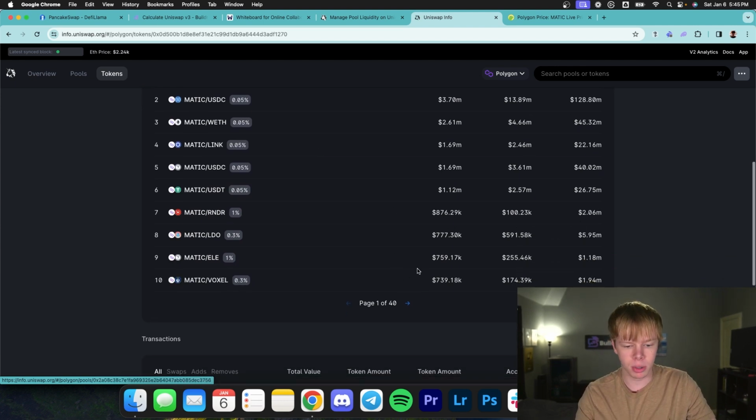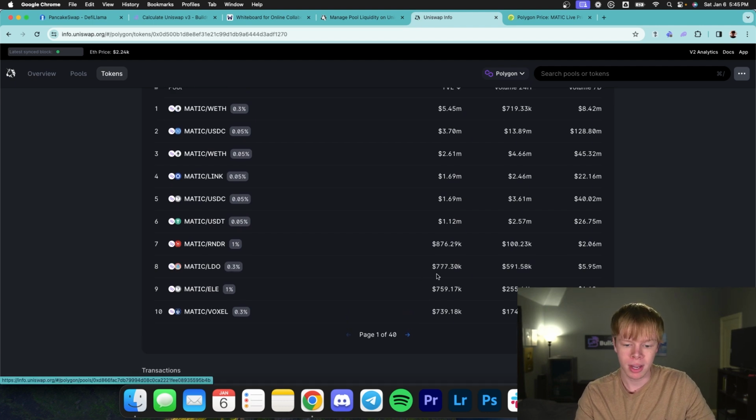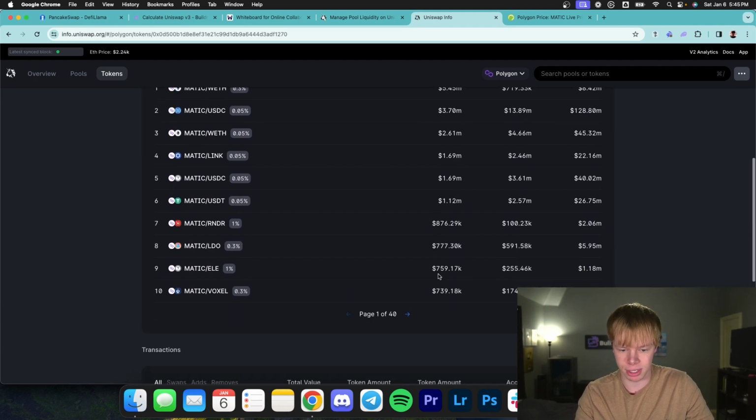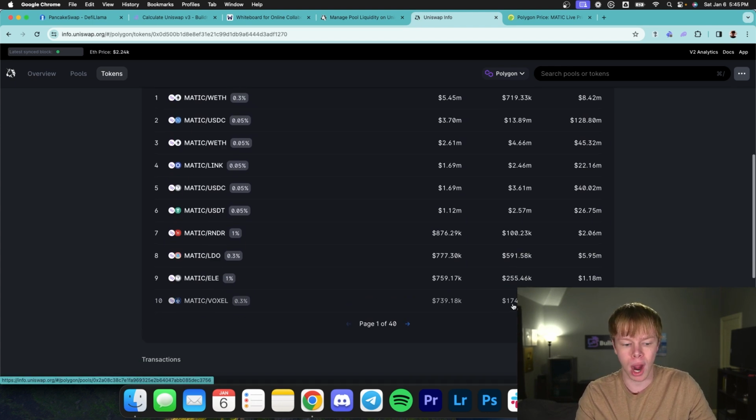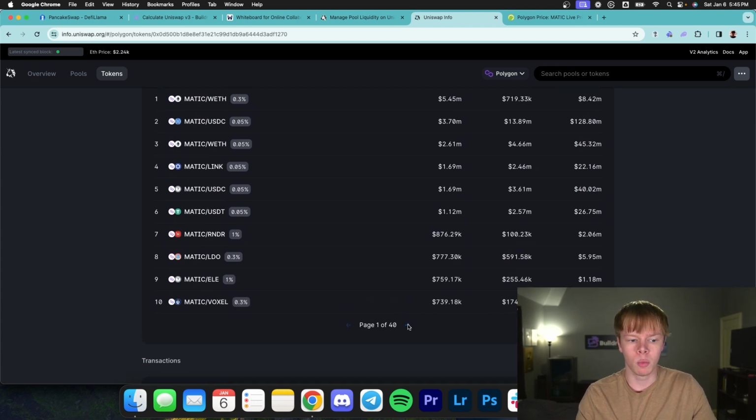But the thing is, some of these liquidity pools we're not going to want to provide liquidity for, and that's because the volume to TVL ratio is not good. As you can see over here, this pool has $740,000 of TVL, but it only has 175K of volume in the past 24 hours. That's not too good whatsoever. We ideally want to look for similar volume to TVL ratios, if not higher volume than TVL.